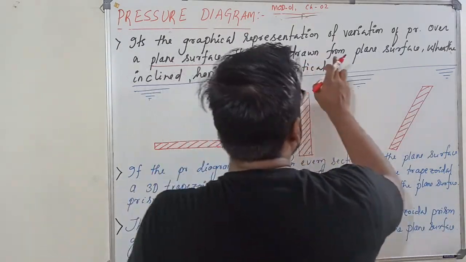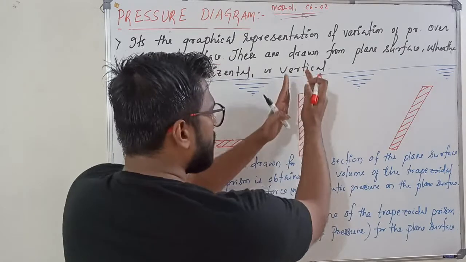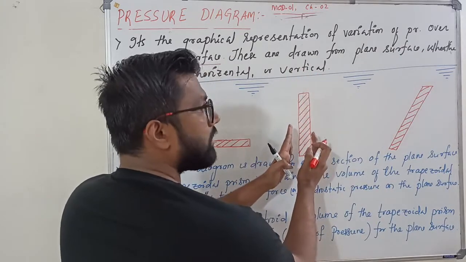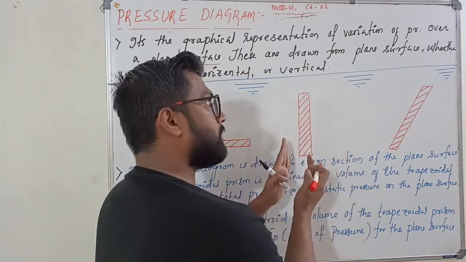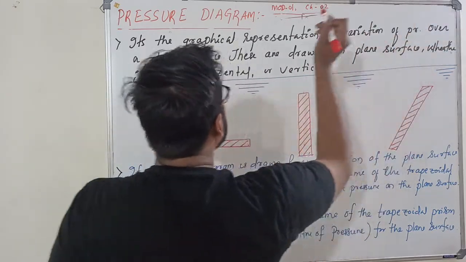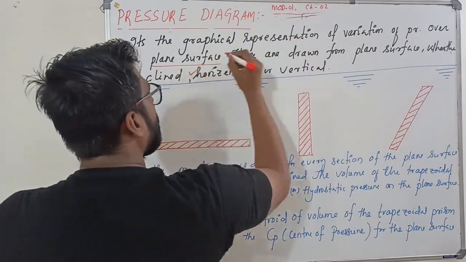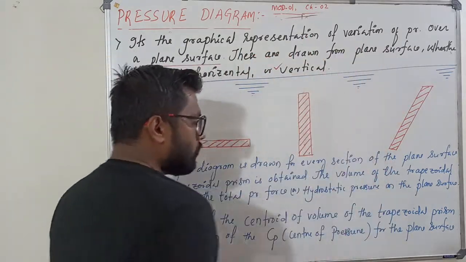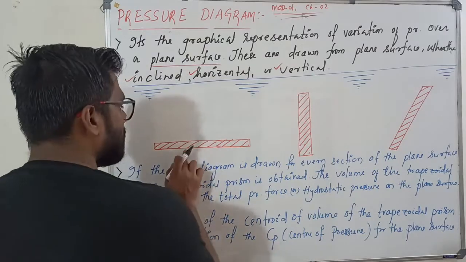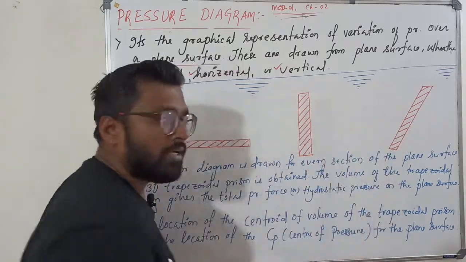Okay. These are drawn from the plane of the surface. Your plane of the surface will become your what? The base for the trapezoidal prism, or the base for the pressure diagram. It is drawn from the plane of the plane surface, whether it is inclined, horizontal or vertical. So these are your two-dimensional representations of one horizontal case, one vertical case, and one inclined case.